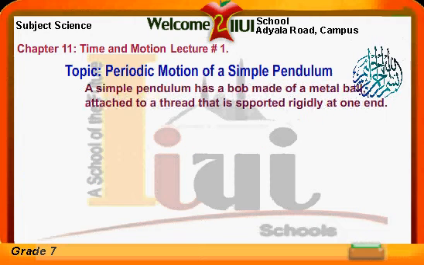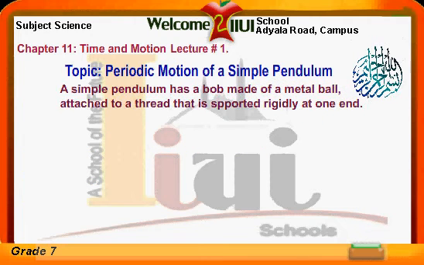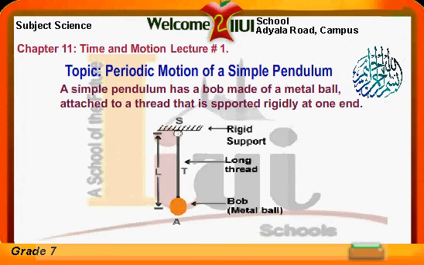Students, a simple pendulum has a bob made of a metal ball attached to a thread that is supported rigidly at one end. With the help of a diagram, I'll explain to you the construction of a simple pendulum. Students, as in the diagram, you will see a metal ball A suspended from a string or a rod of negligible mass and length L fixed at a point S.